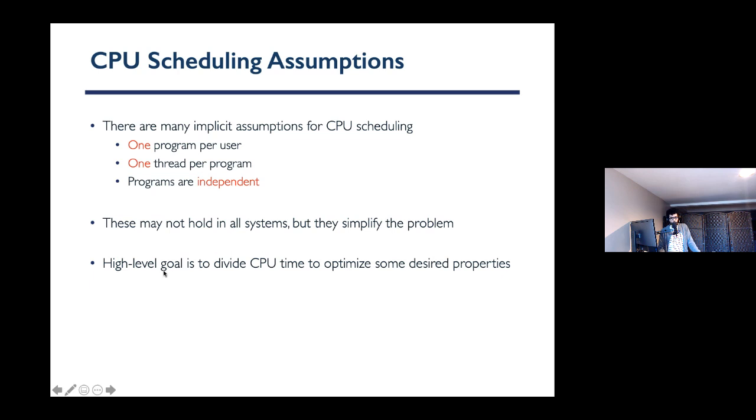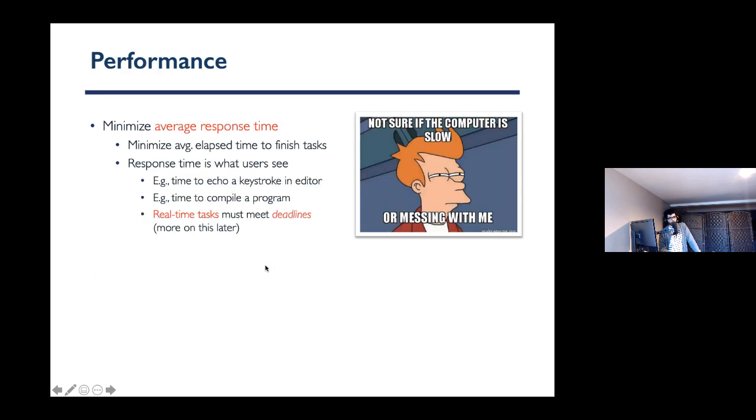And the goal basically is to divide the CPU time to optimize some desired properties. Now, what are the properties that we care about mostly? The first one is performance, usually. When we're talking about performance in the context of a general purpose operating system, we're mostly looking at average response time.